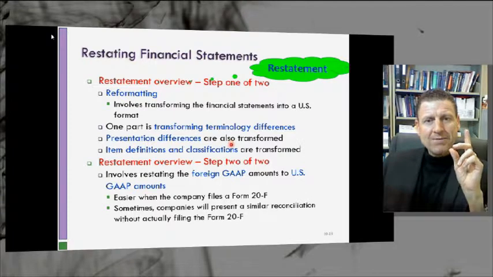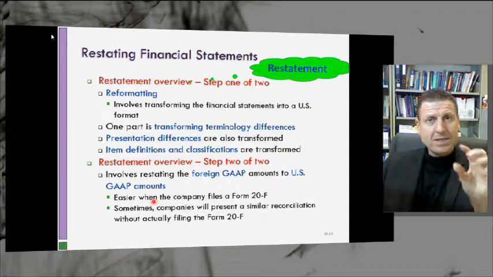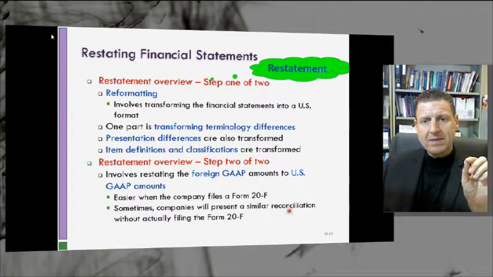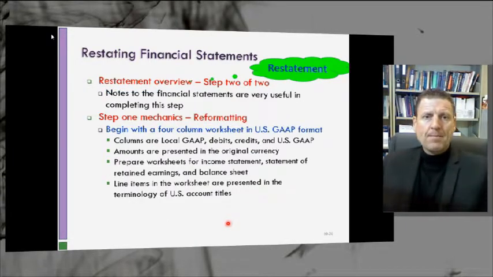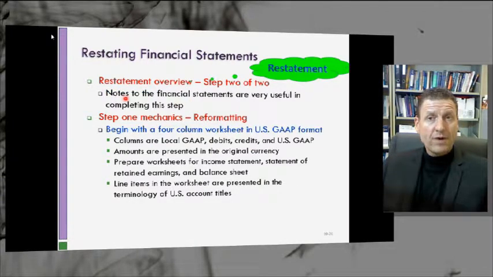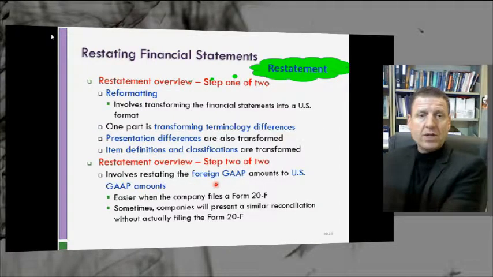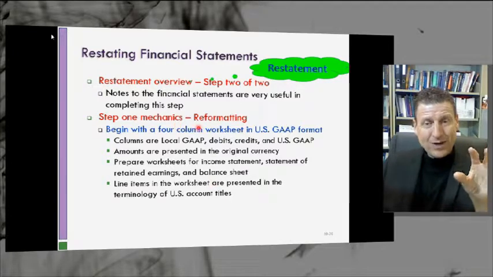Step 2 is actually a restatement overview, and that involves restating foreign GAAP amounts to US GAAP. This is easier when a company files a Form 20F because they provide more information behind their numbers. Sometimes companies will present a similar reconciliation without actually filing a Form 20F. So in step 2, we want to refer to the notes to the financial statements, because they will help you complete the restatement of the foreign GAAP into the US GAAP amounts.